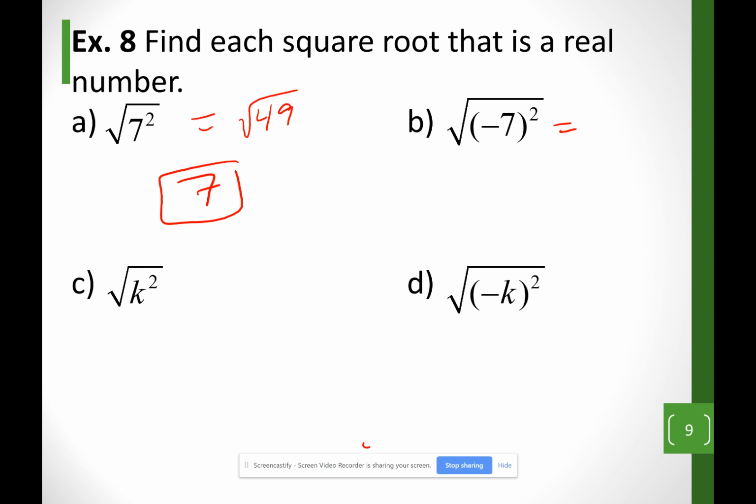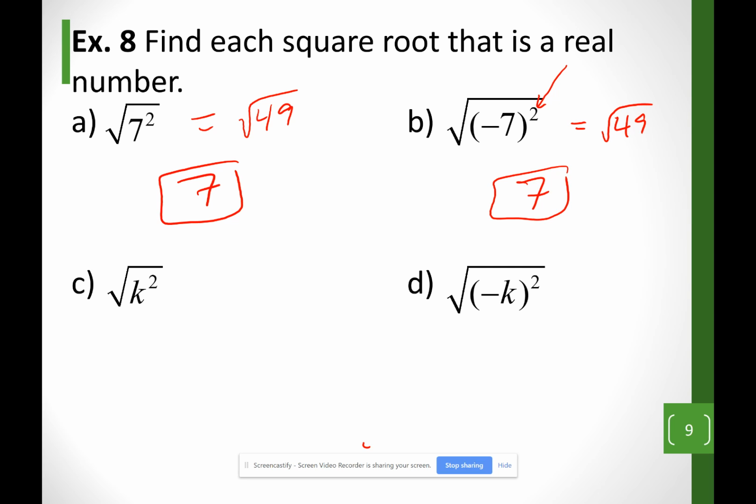Now, on B, it is kind of tricky though, because if I do the square first, negative 7 squared, that gives me the square root of 49. Notice how the squared made the inside a positive value. It converted the negative 7 to a positive 49. So I'm going to get 7. The squared and the square root are going to cancel out, but because my exponent is an even number, it's going to convert the value on the inside positive.